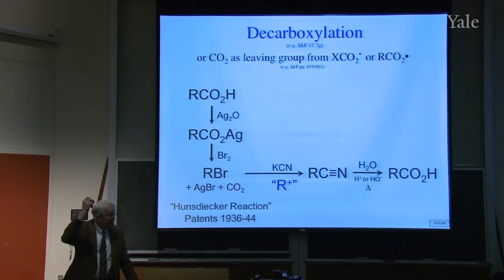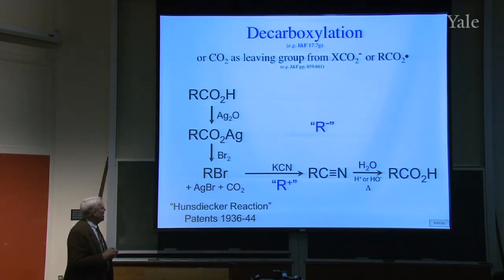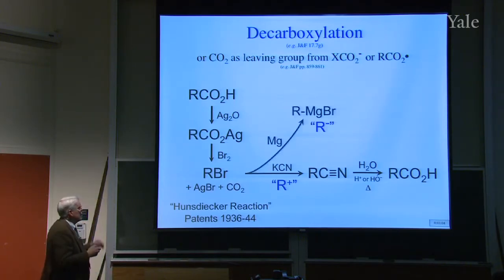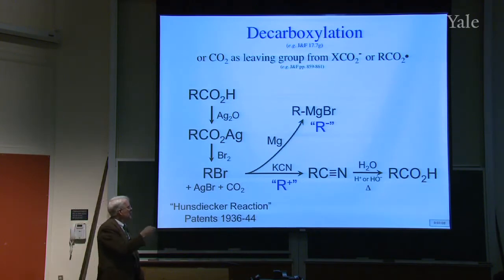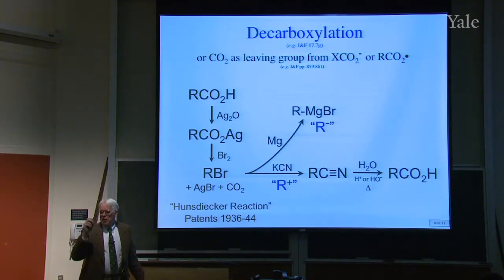Pardon me? A Grignard reagent. Okay, good. So if you want R-, you make a Grignard reagent, and now you have to react that in order to get an acid. What will you react it with? What will it attack in order to put the carbon and oxygens on?